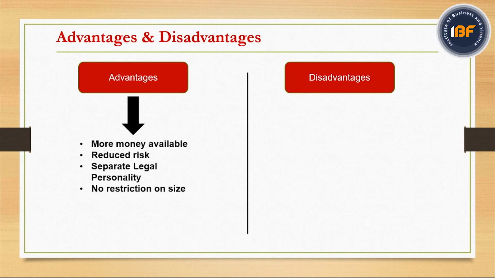And third is separate legal entity. This point will also be covered in your ACCA paper F3. In that area, we will be discussing this heading in the umbrella of the business entity concept. Every business has its own personality. And last, we have no restriction on size if we are running a public limited company.